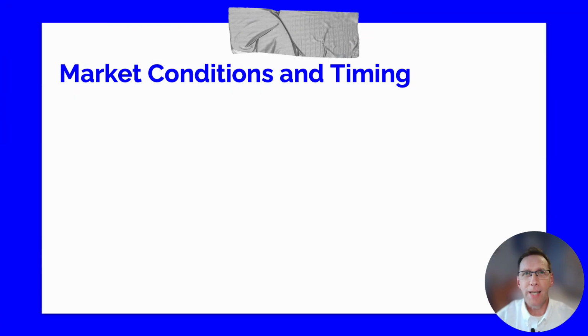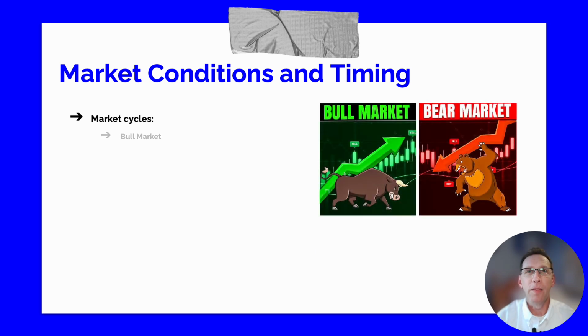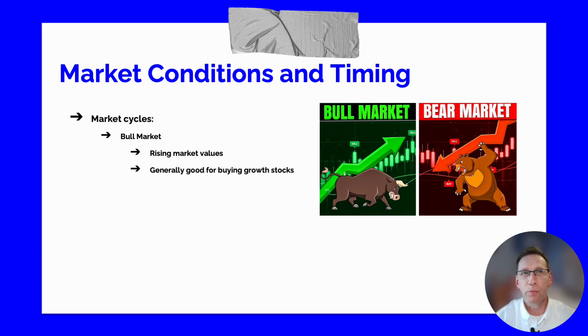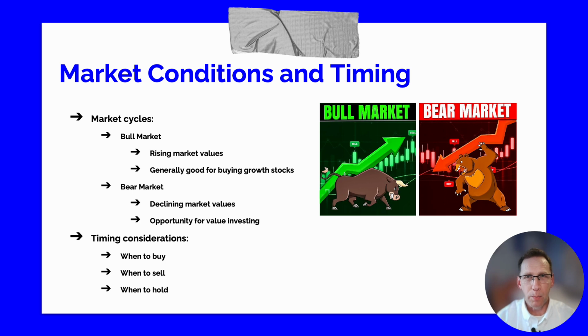Now, market conditions and timing. There are essentially two market cycles. This is the bull market, where there are rising market values, and it is generally good for buying growth stocks. But there's also the bear market. This is when market values are declining, and this is an opportunity for value investing. You also have to consider timing: when to buy, what to sell, and when to hold on to your investment without buying or selling. So that is our lesson 7.9 on personal investing.